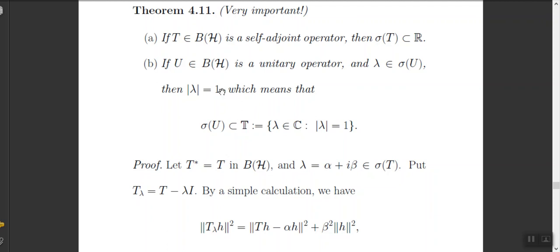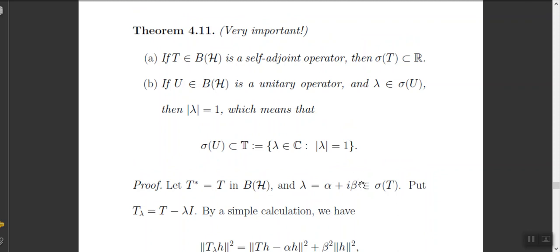So this means that if U is a unitary operator, then the spectrum of U is a subset of the unit circle, which means this. And of course now we fixed it. When we say lambda belongs to the spectrum of U, then the absolute value of lambda equals 1. So it means lambda must belong to this set. Okay, now let's prove it. First A, then B. Okay, let's start the proof, starting with A.